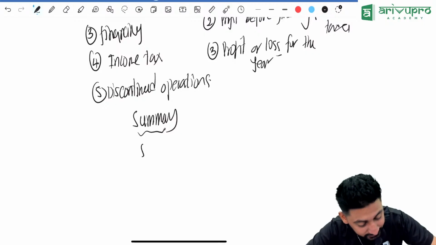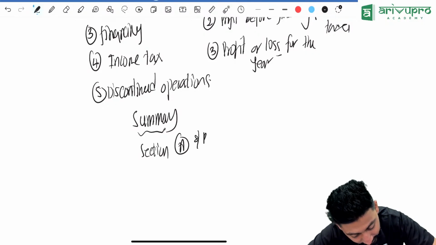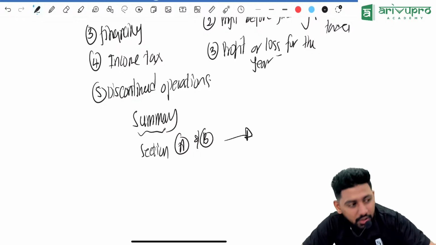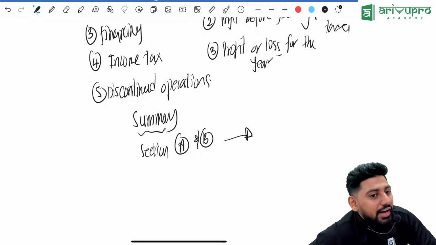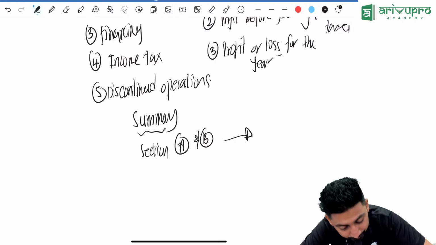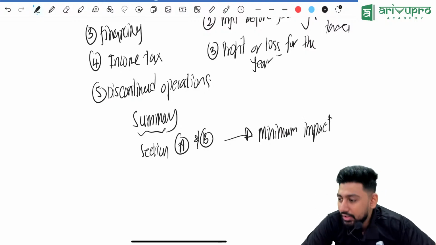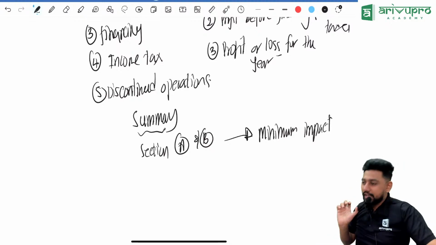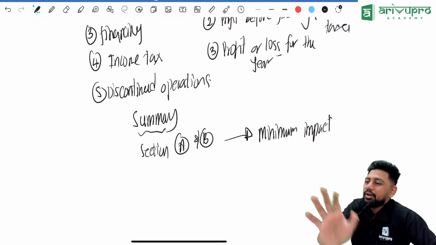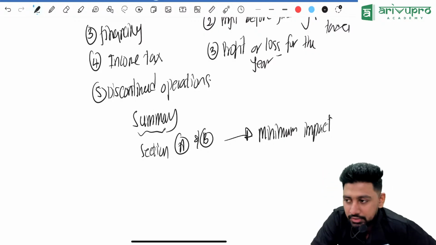So we have section A and section B. If you ask me, no impact. IFRS 18 will not have any impact here. Or in other words, to be on the safe side, I'll say minimum impact. Especially the terminologies can change. There can be terminological changes, but in terms of presentation, we are not going to do much there.